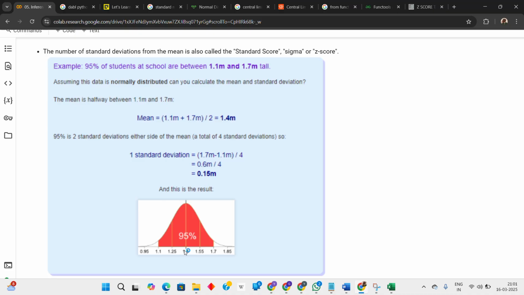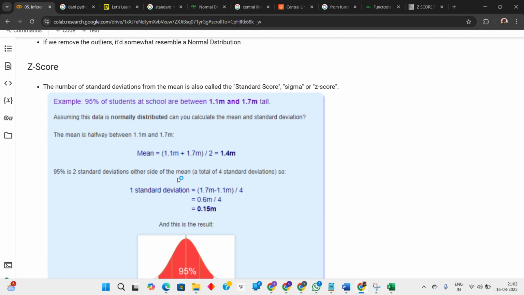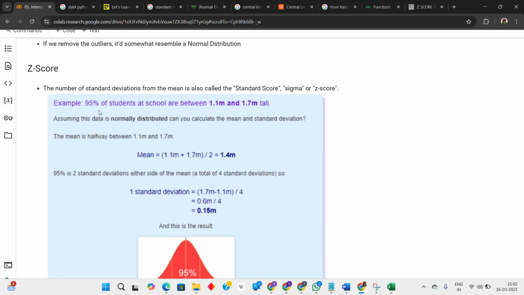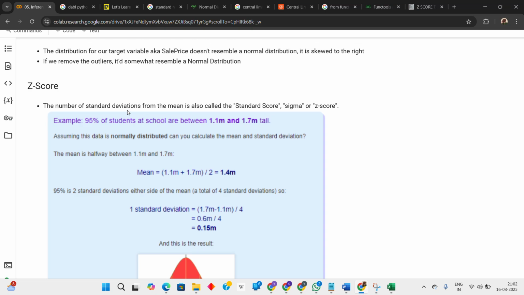If you see this one carefully, it is perfectly normally distributed. Why I am saying this is normally distributed is that the mean of this data is equal to the median of the data and also equal to the mode of the data. That is why I can say this is normally distributed. If we have a normal distribution, then the benefit is, if any question is given to you, like 90 percent of the students of a school are between 1.1 meters and 1.7 meters, we will have the estimations, right?